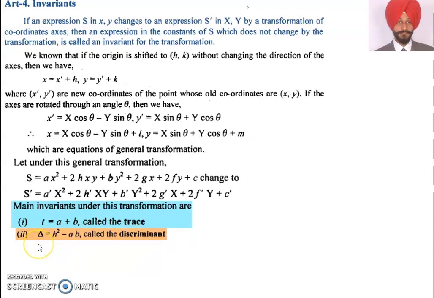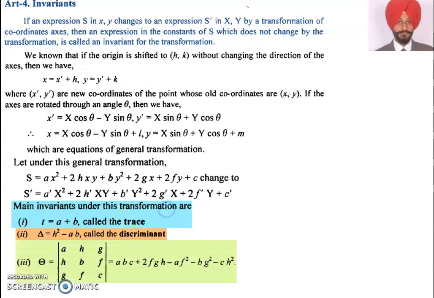The main invariants under this transformation are: first, T is equal to a plus b, called the trace. Second, delta, which is equal to h square minus ab, called the discriminant. And third one is theta, which is equal to the determinant with a, b, c on the diagonal and h, g, f in the upper and lower triangle, which is equal to abc plus 2fgh minus af square minus bg square minus ch square.